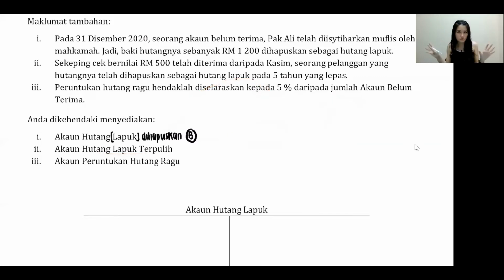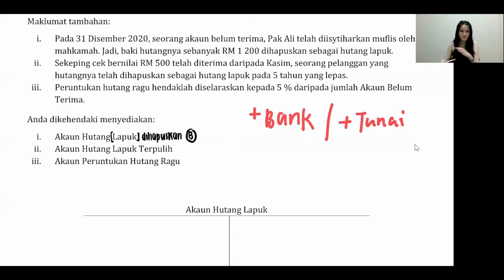So then what other choice do we have? Now it depends on their payment method. If they want to give you a check, then of course we will put it into bank. Money place, okay, increase. Otherwise, if they want to give you tunai, you add it into your tunai account. So this is where you do your first step. It's under bank or it's under tunai.